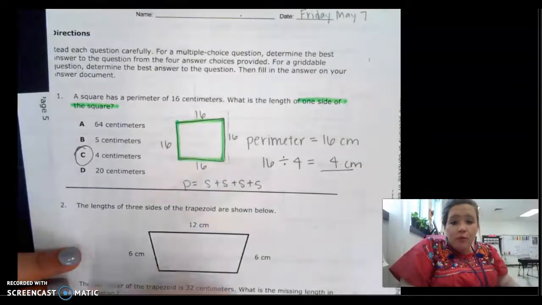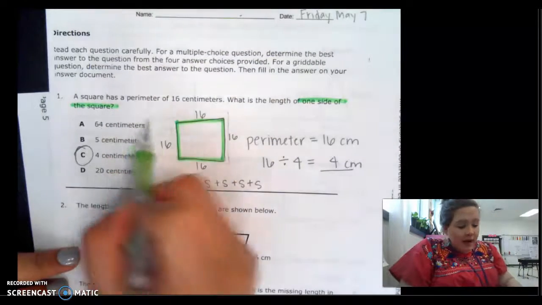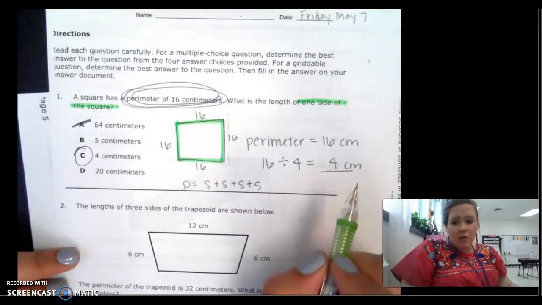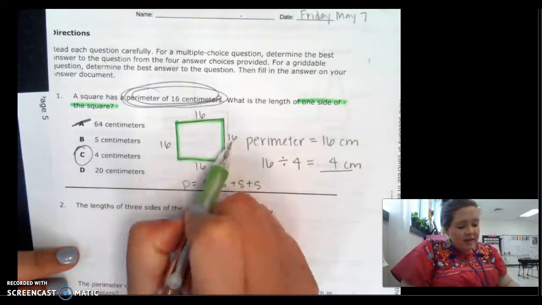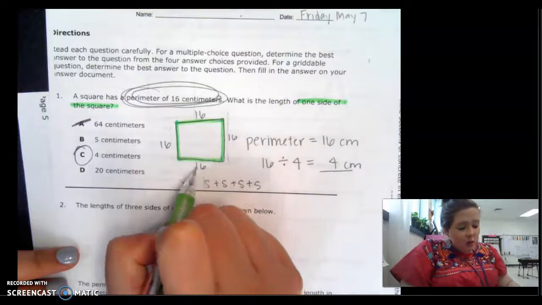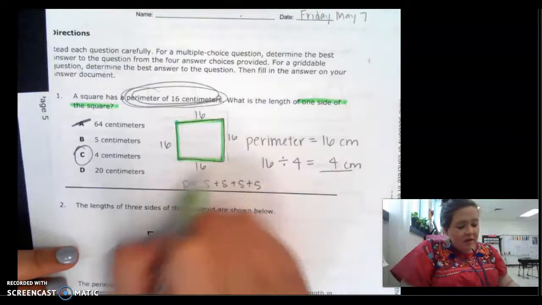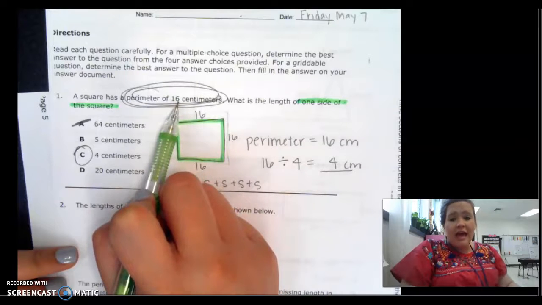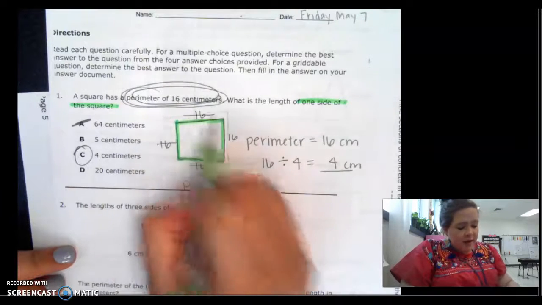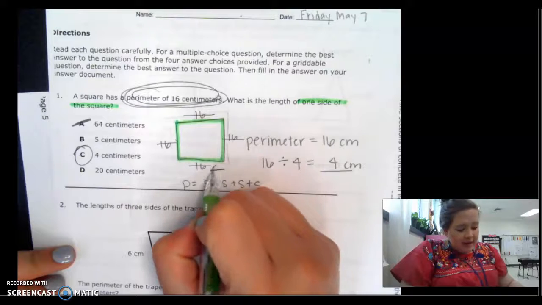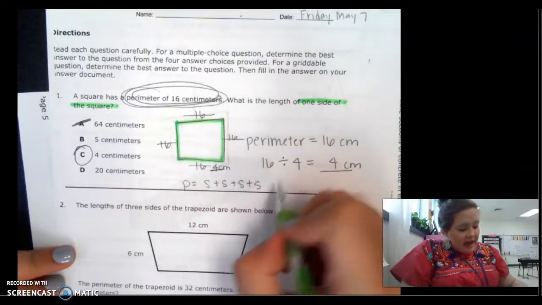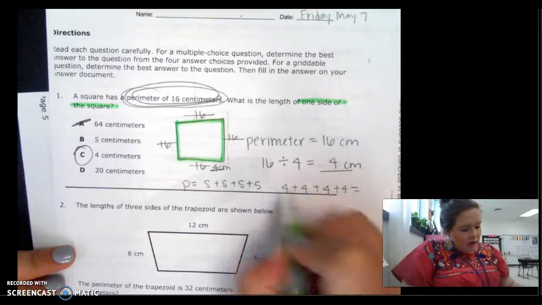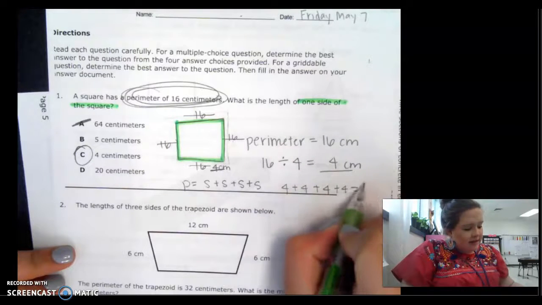Good. If you said that each side length is 16 centimeters, you would get a total perimeter of 64 centimeters. But I know that my perimeter is 16 centimeters, so that cannot work, okay? And I know that this is a common mistake that students make, is they're going to say that one side length is 16, and then they're going to find the perimeter of the whole thing. Your problem has already given you your perimeter. It wants you to find the length of just one side. And if I add up 4 plus 4 plus 4 plus 4, 4, 8, 12, 16.